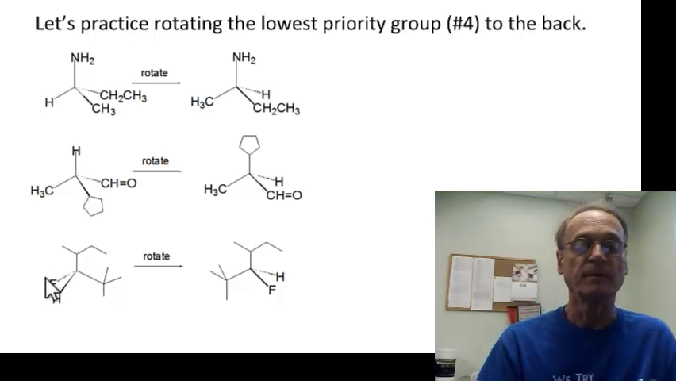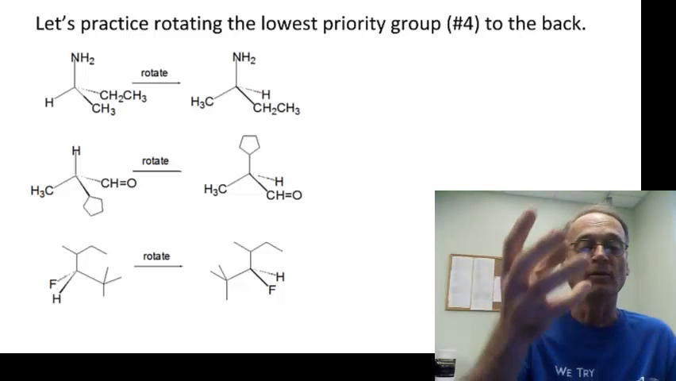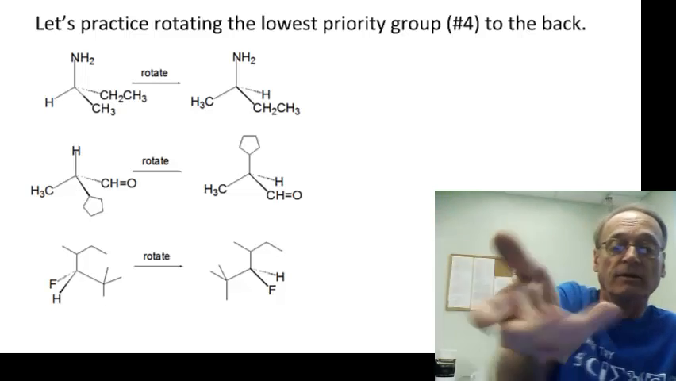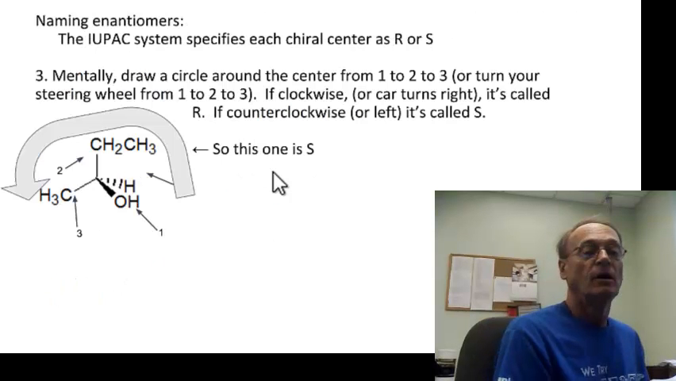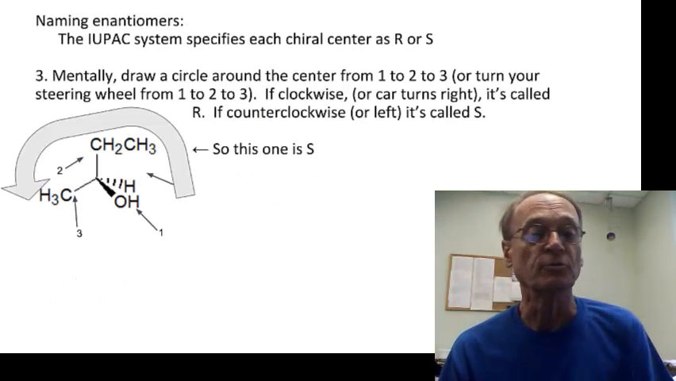So again, take a minute and just stare at those and follow the groups and see that you have turned the molecule this way, or this way, or this way, so that the hydrogen or lowest priority group goes to the back. Okay, once you've rotated it, then here's rule number 3.